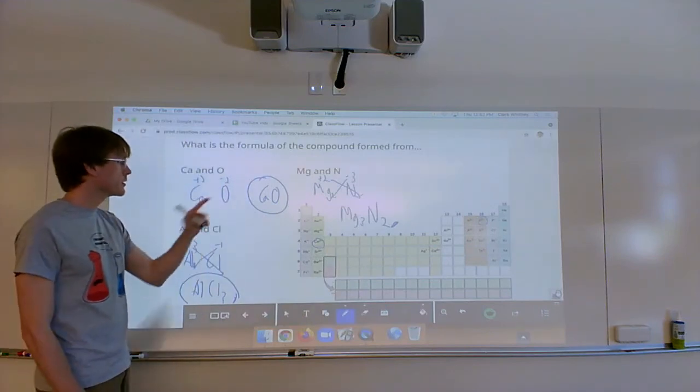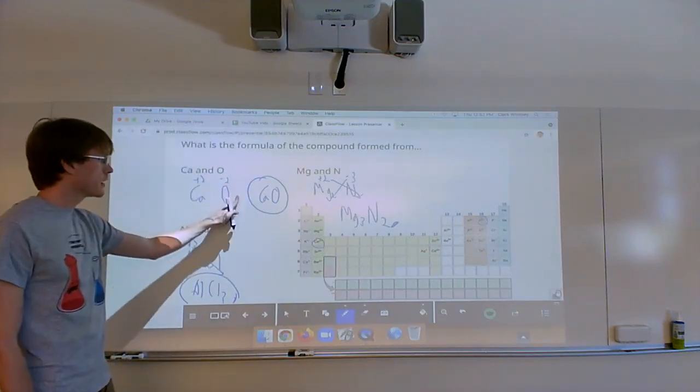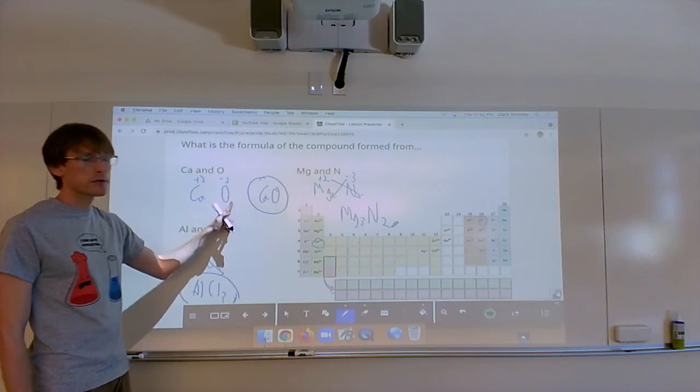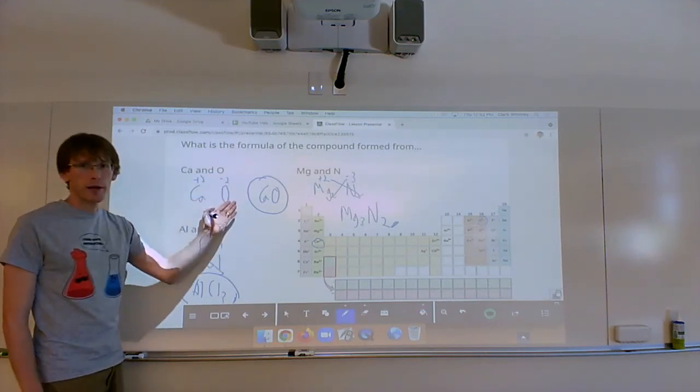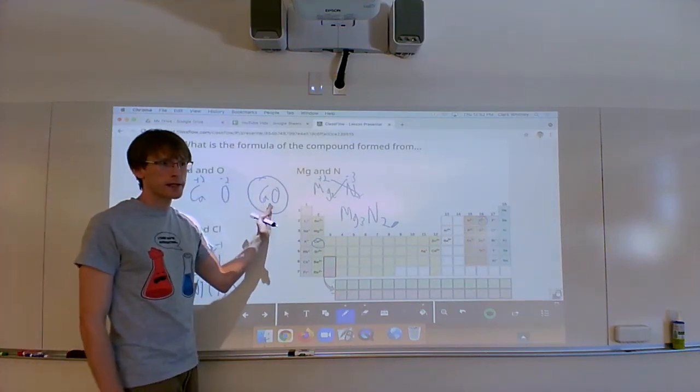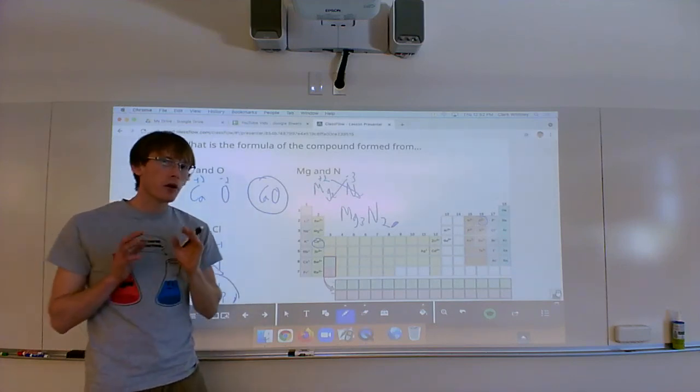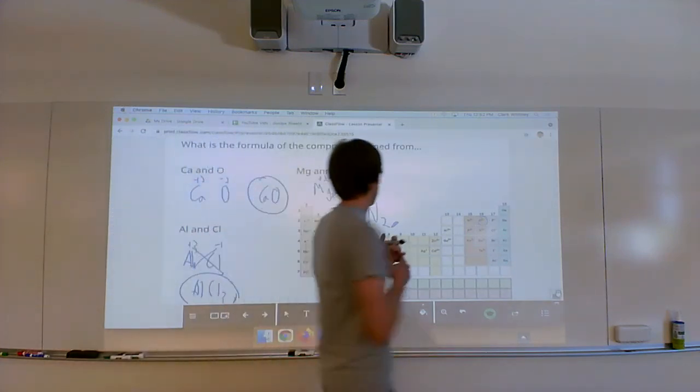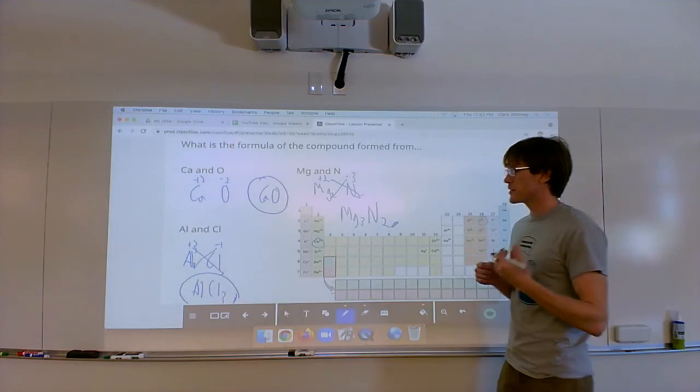I do caution you, had you used that over here, you would have got Ca2O2, but because they're divisible by 2, you should really go back to CaO. Ultimately, all we're trying to do here is get the positive charges and negative charges to cancel out.